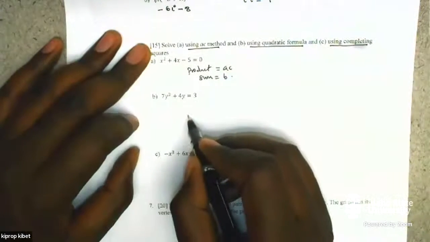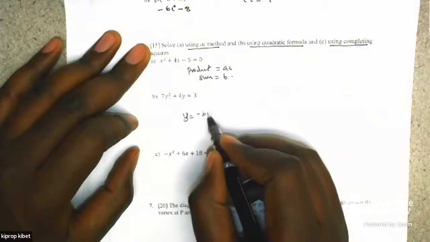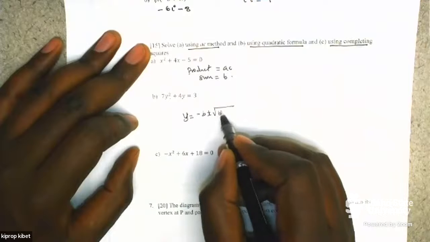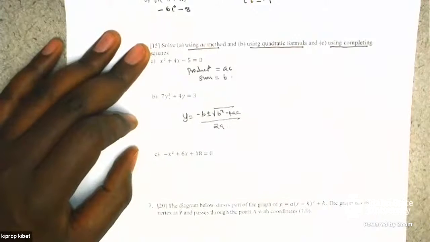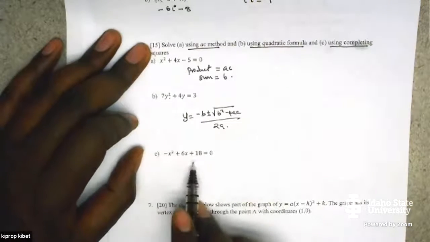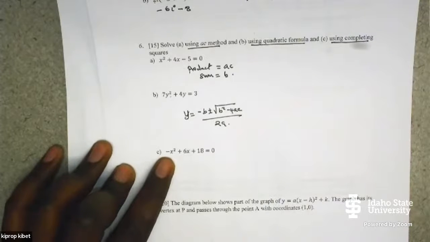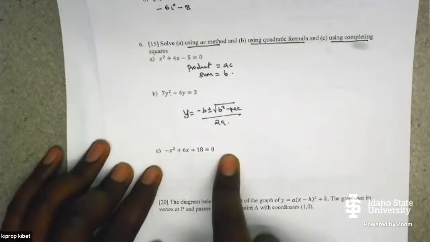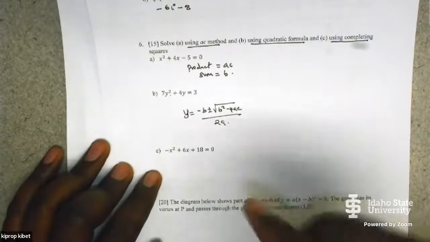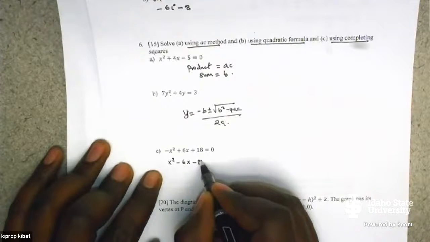If it is a quadratic formula, then in this case, y equals minus b plus or minus the square root of b squared minus 4ac, all over 2a. If, for instance, this one was a little bit tricky. What you do first, you make the coefficient of x squared to be 1. What do you do here? You divide everywhere by the negative. So you get x squared minus 6x minus 18 equals to.